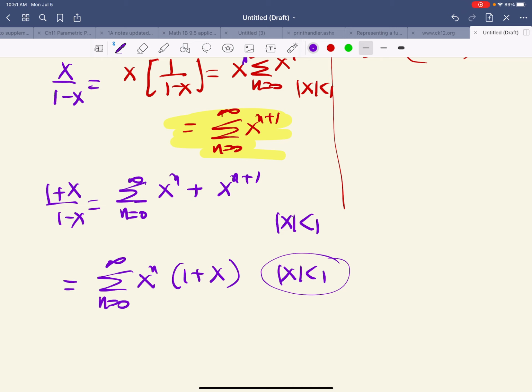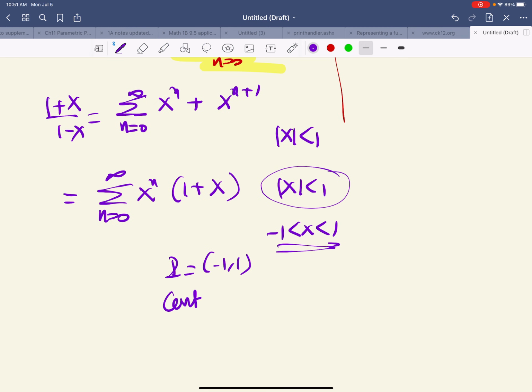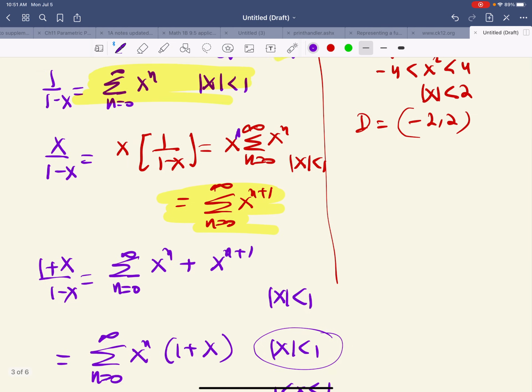So the absolute value of x being less than 1 means I'll have convergence from -1 to 1. The interval of convergence would be from -1 to 1, and the center was 0 in this case. The center was x equal to 0. Okay, that was number 5.